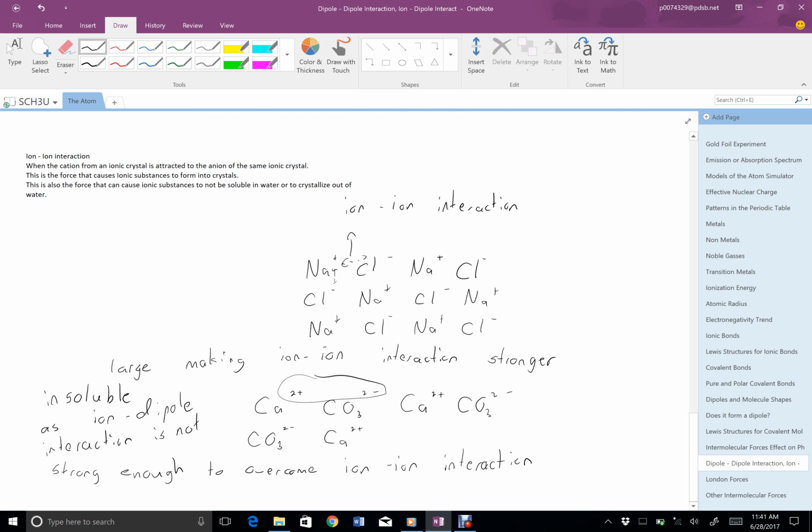So there you go, a dipole with itself, or a dipole with some other dipole, that's dipole-dipole. An ion with a dipole, that's like water with the sodium from a salt crystal. And then finally, ion-ion, when you have the two ions that resulted from an ionic bond being electrostatically attracted to each other because they're opposite charges.